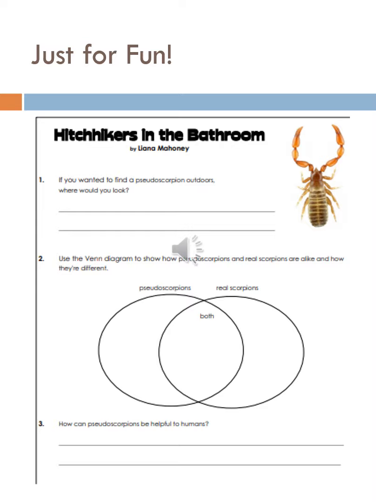So, in the left-hand corner circle, where it says pseudoscorpions, I want you to write down the characteristics of a pseudoscorpion. On the right-hand side of the Venn diagram, you will see it says real scorpions. I want you to write down the characteristics of a real scorpion. And you'll see in the middle, where the circles cross, it says both. I want you there to write down what you think both of these scorpions have in common. What are their similarities? And then question 3, how can pseudoscorpions be helpful to humans?